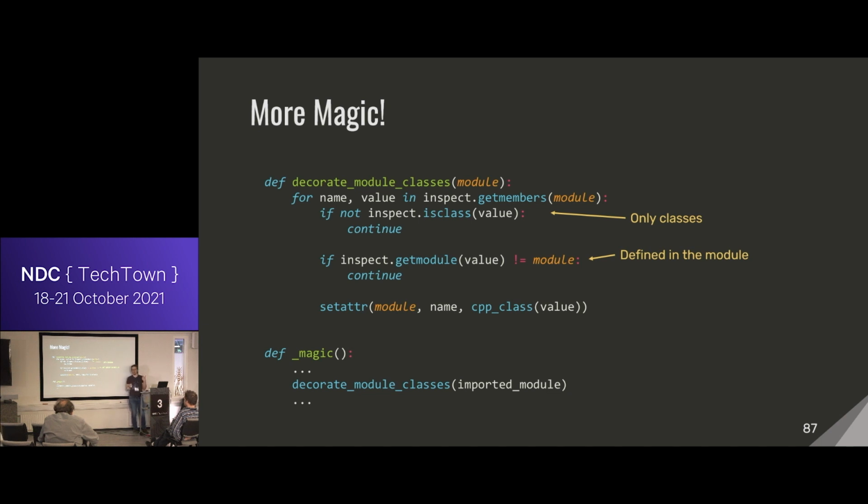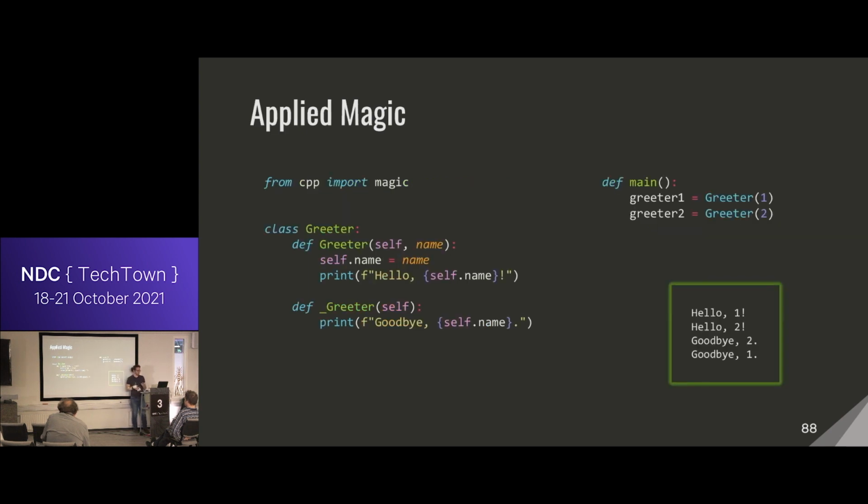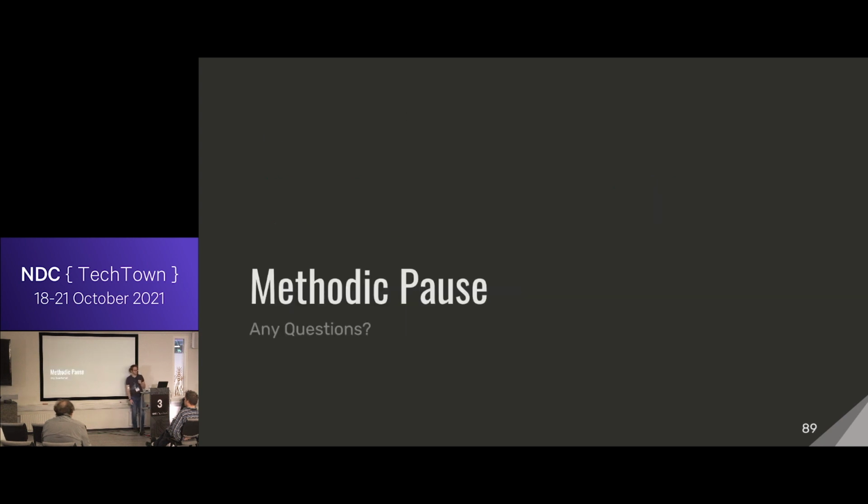With that, we can go back to the magic function we wrote before and add a similar method function to decorate all the module classes. So again, we go over all the members of the module. We check whether they are classes. Unlike the function we did before, we make sure they were defined in the same module, and then we decorate them just like we did with the functions. So now our greeter looks like this. No hint of context management or resource management anywhere. Our main is fairly straightforward, and everything just works. Any questions?